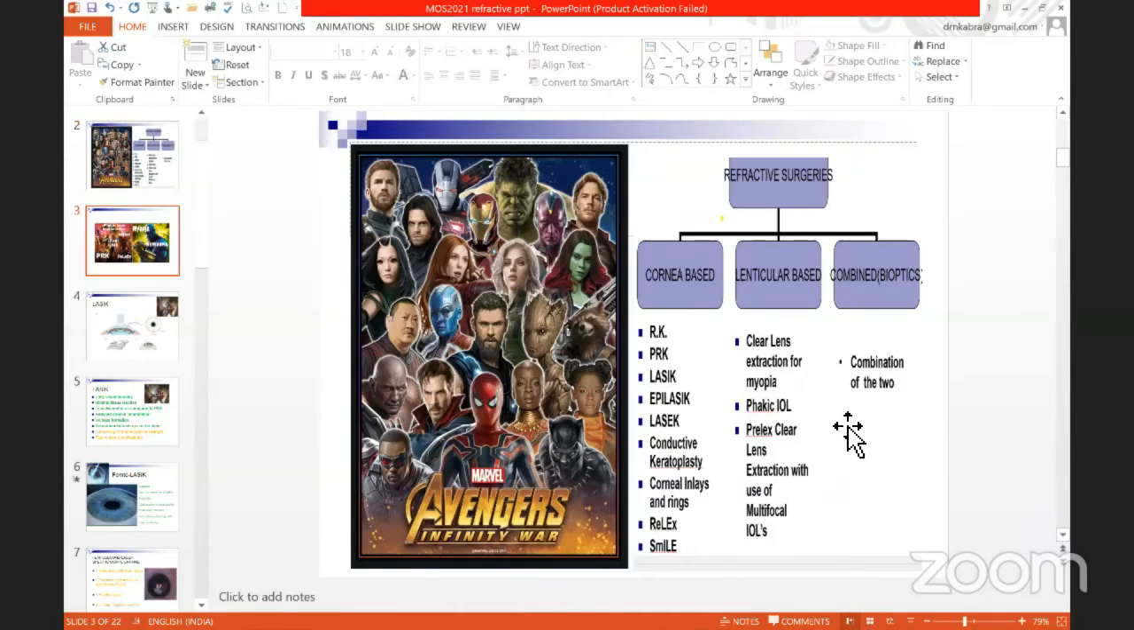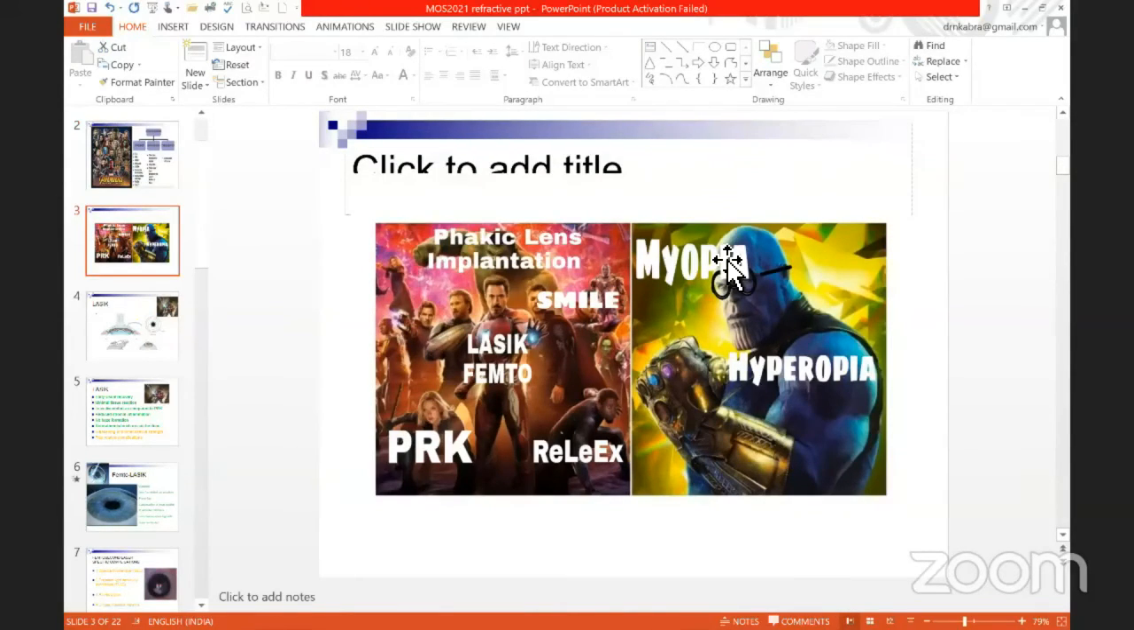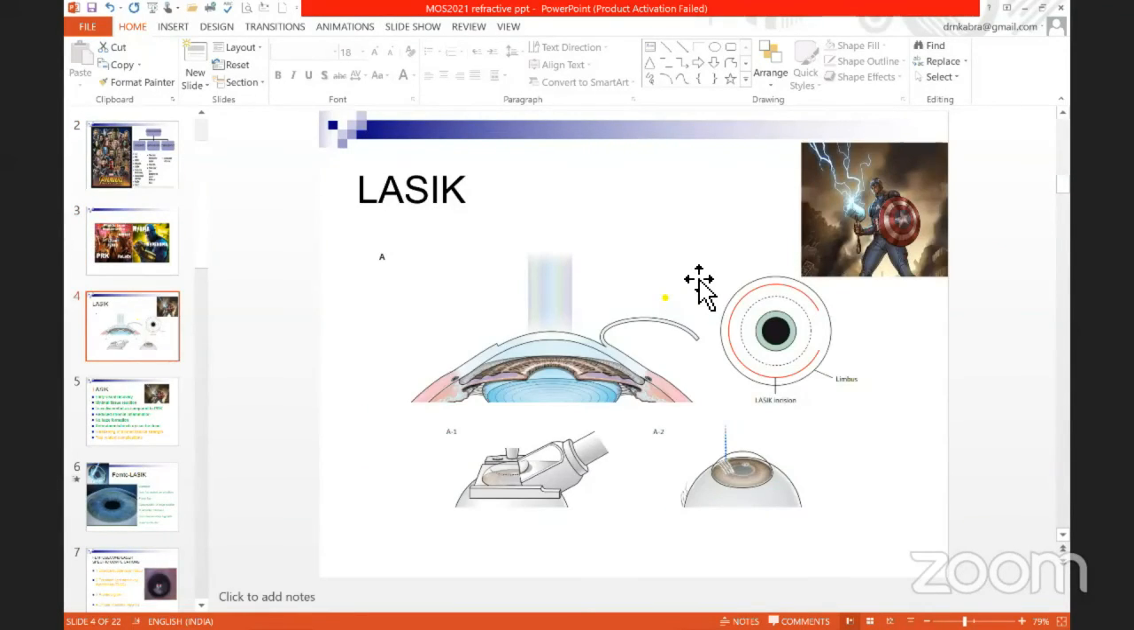Nonetheless, Captain America. Who is our Captain America? It's LASIK. So as all of you know, LASIK is a flap-based surgery and a microkeratome is used. Based on which generation microkeratome you are using, hinge location and hinge configuration would change. And after lifting the flap, excimer laser delivery will be done and flap repositioning will be done. So let's discuss what are our pluses and minuses.